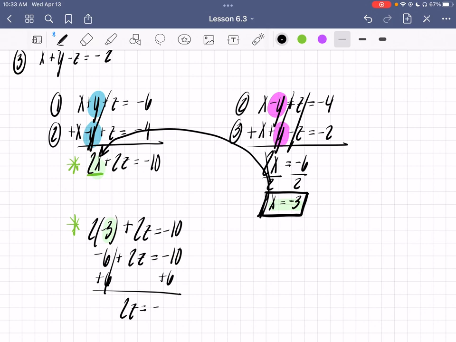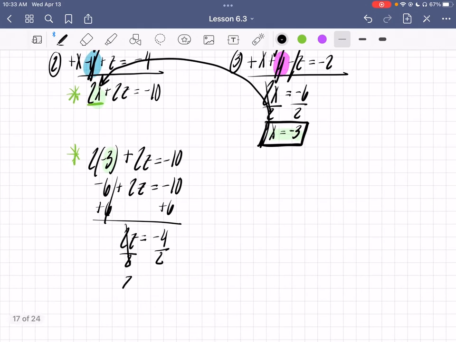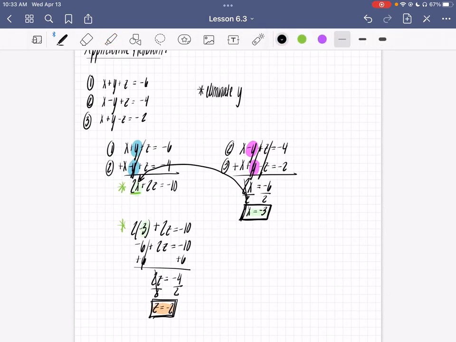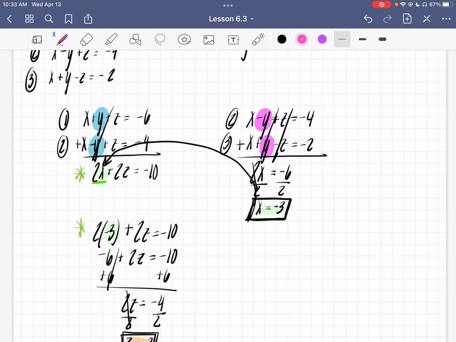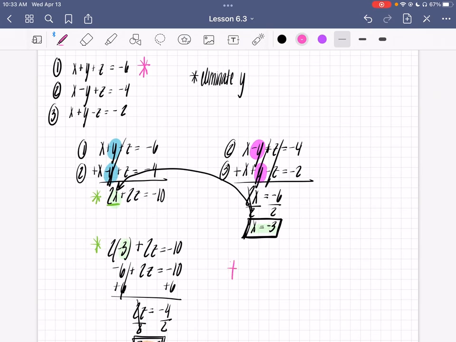So I get -4 here, divide by 2. So I get z equals -2. Okay, so now I have two of my variables solved for, which is great. Okay, and then I'm going to plug those back in to one of the original equations up here to solve for the third. And here it doesn't really matter. They all are going to be pretty equally easy to plug into. So let's just say I use the first equation just for simplicity's sake.